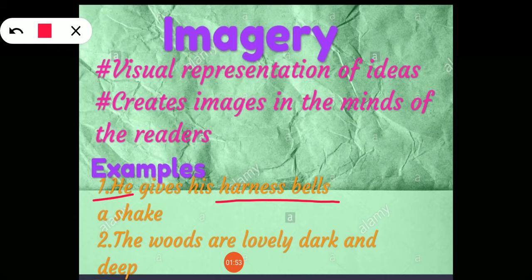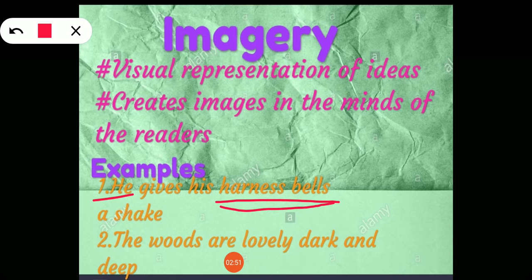As the poet is stopping in a forest, the horse will shake its harness bells, as a signal to insist to its master. We are the readers who read this poem. So, he gives his harness bells a shake. When we read this line, we can have a visual image in our mind. We can imagine how the horse's bell would shake. That is the visual representation of ideas, or how it creates images in the minds of the readers.